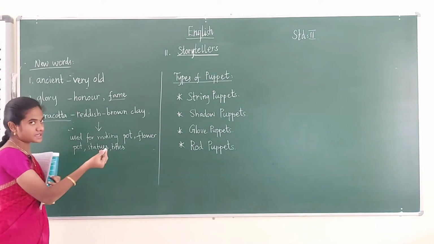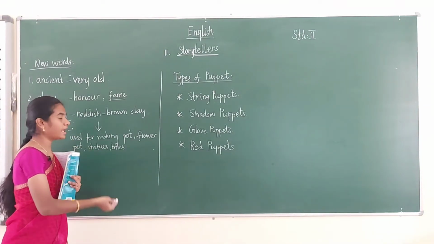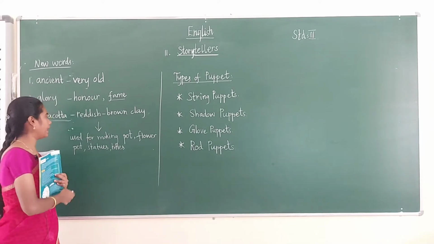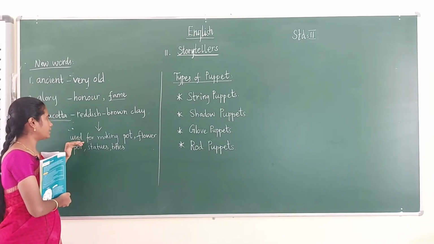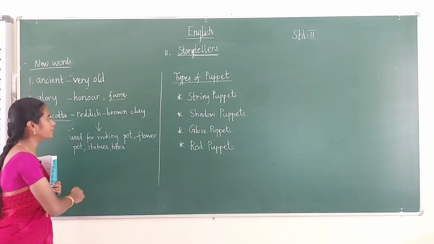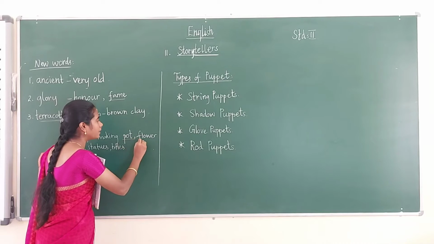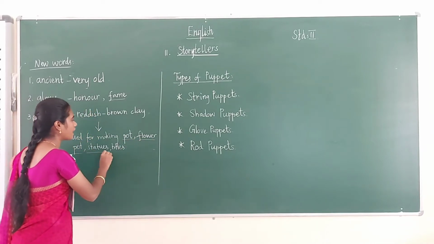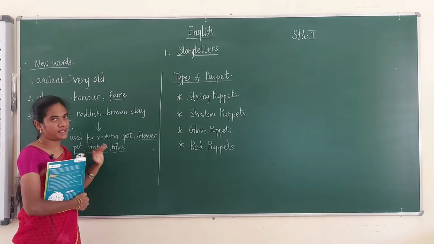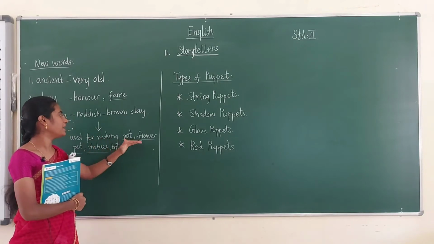Terracotta is a material. It is a reddish brown clay. We have to bake that clay, and it is used for making things. With the help of terracotta, we can make pots, flower pots, statues and tiles. So terracotta is the name of the material, and from this material we can make these things.